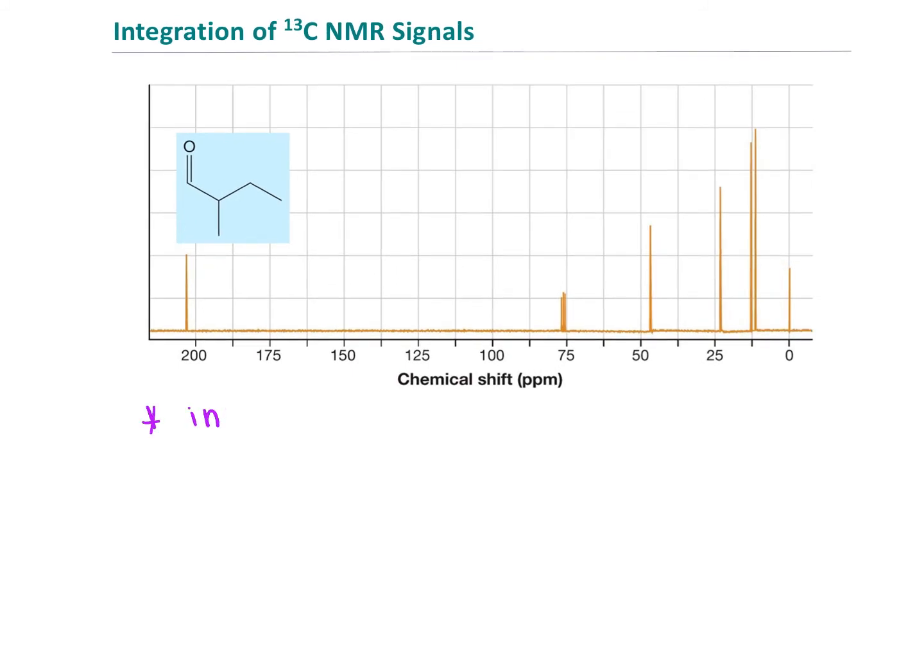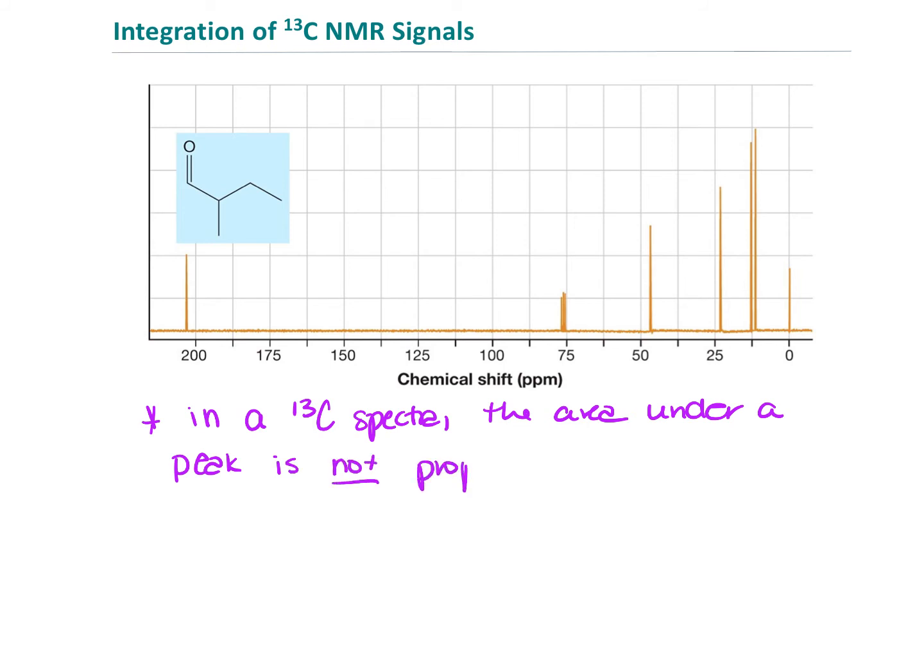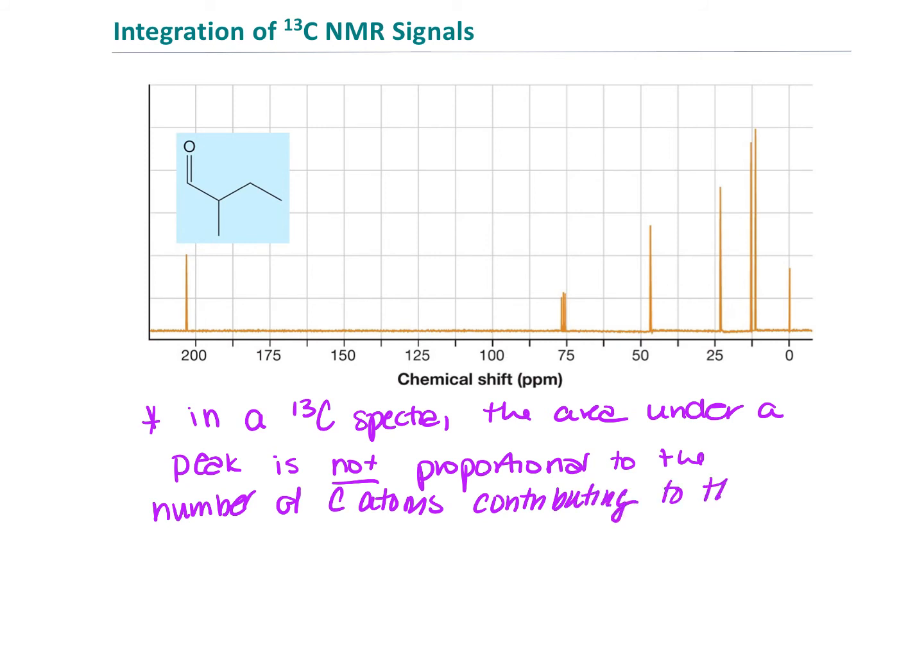So in a carbon-13 spectra, the area under a peak is not proportional to the number of carbon atoms that contribute to that peak.